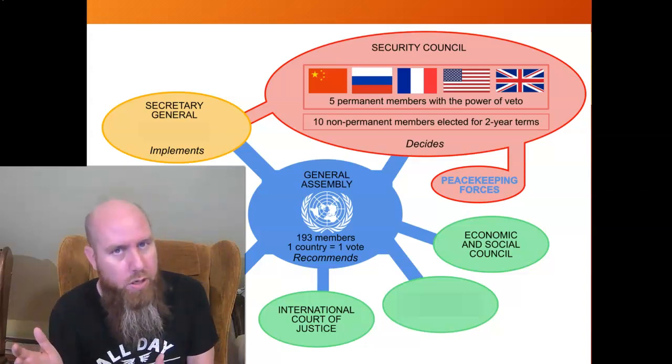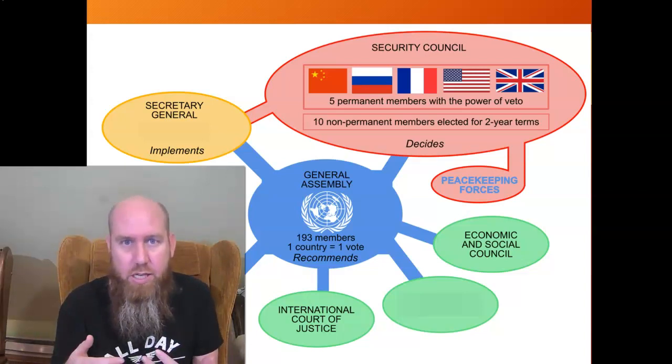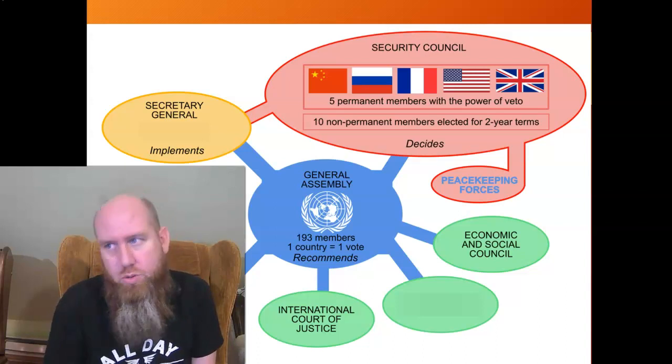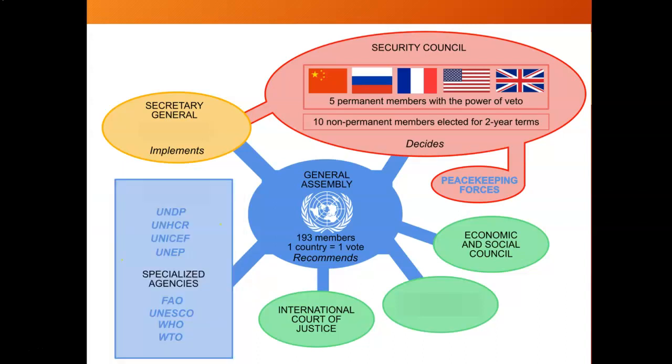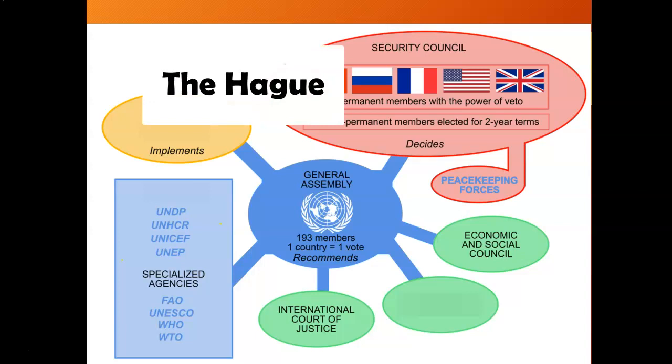The other 3 organs are set up to actually take humanitarian actions to try to make the world a better place. The International Court of Justice, this is the judicial organ of the UN. Sometimes you'll hear it called the World Court. It's based in a Western European city, a city called The Hague, and sometimes when you just hear The Hague, people are talking about the ICJ.